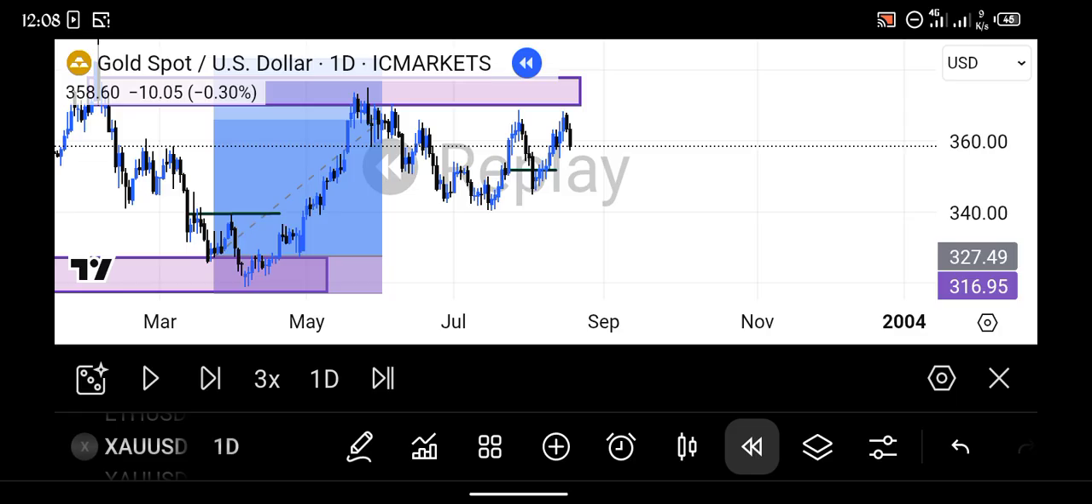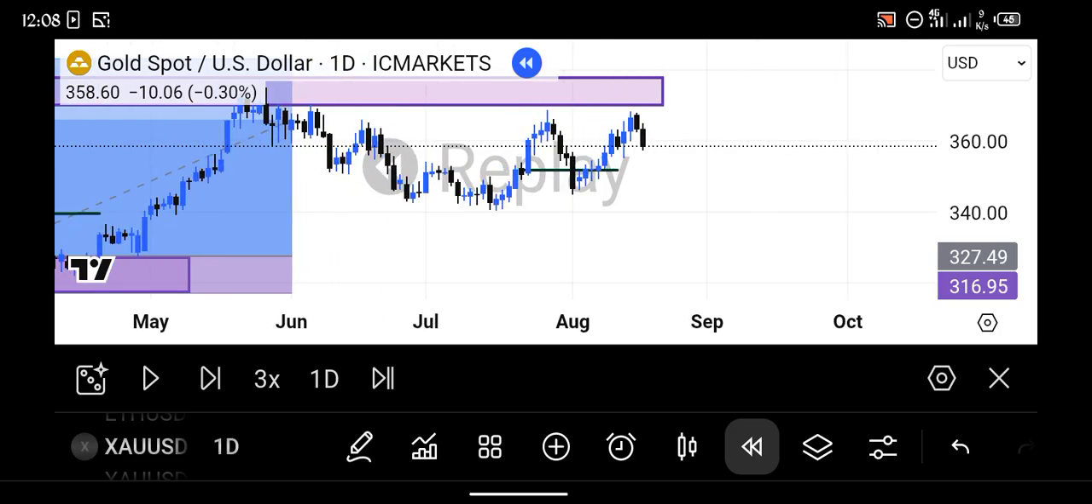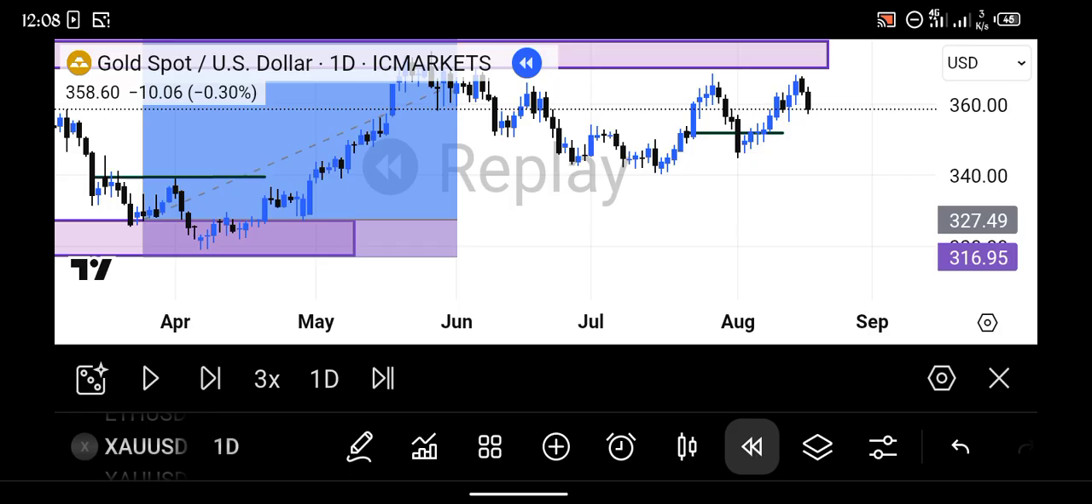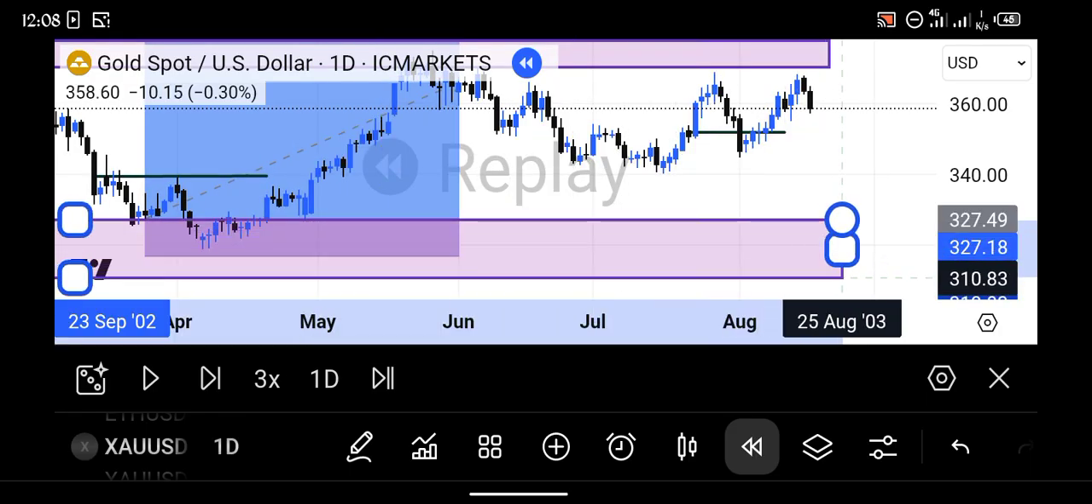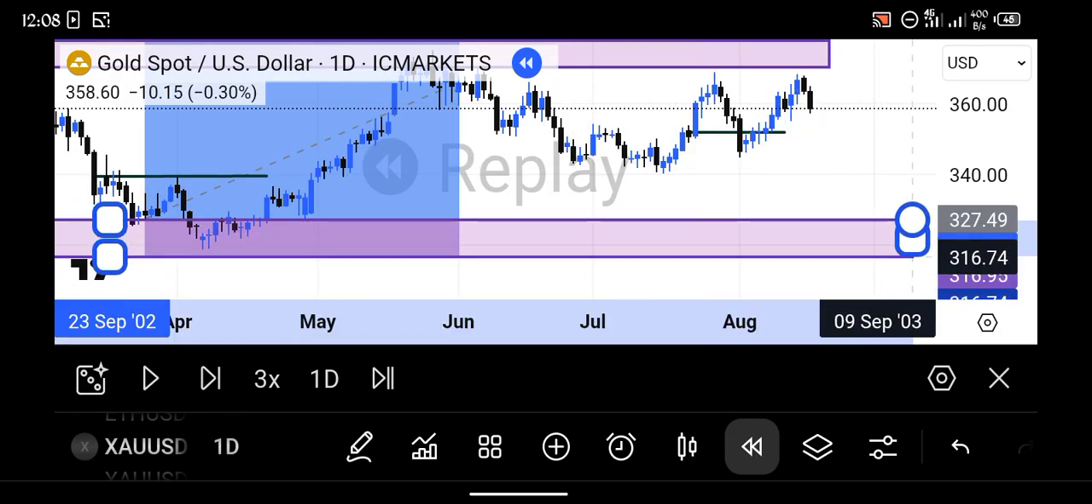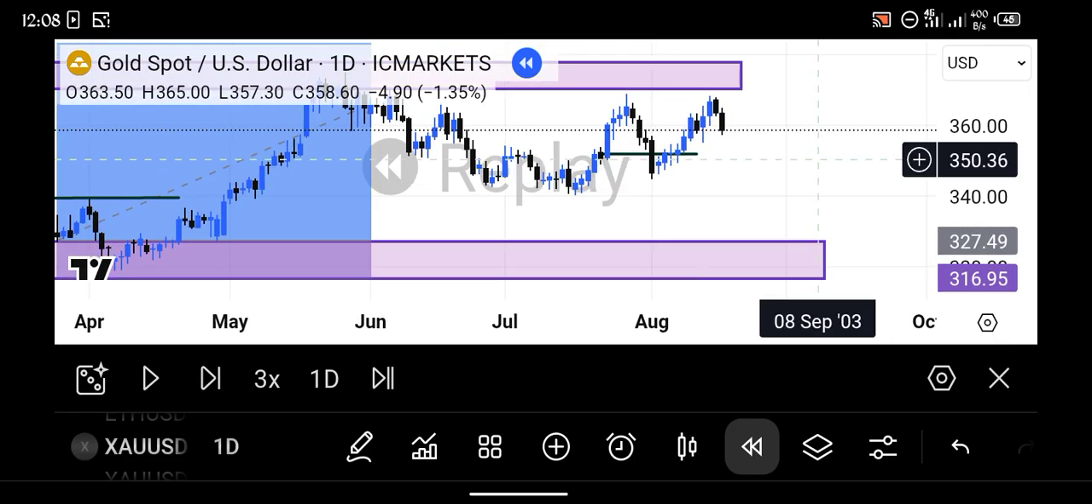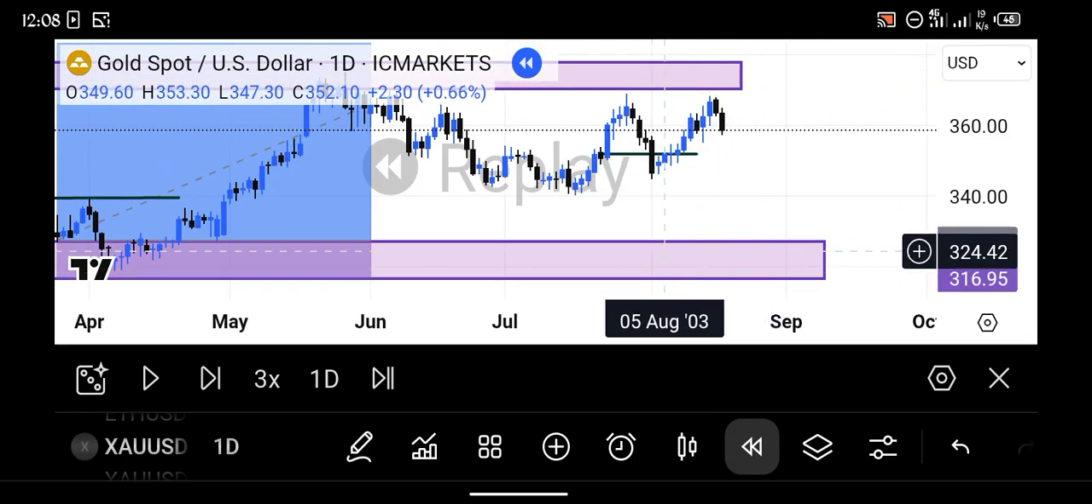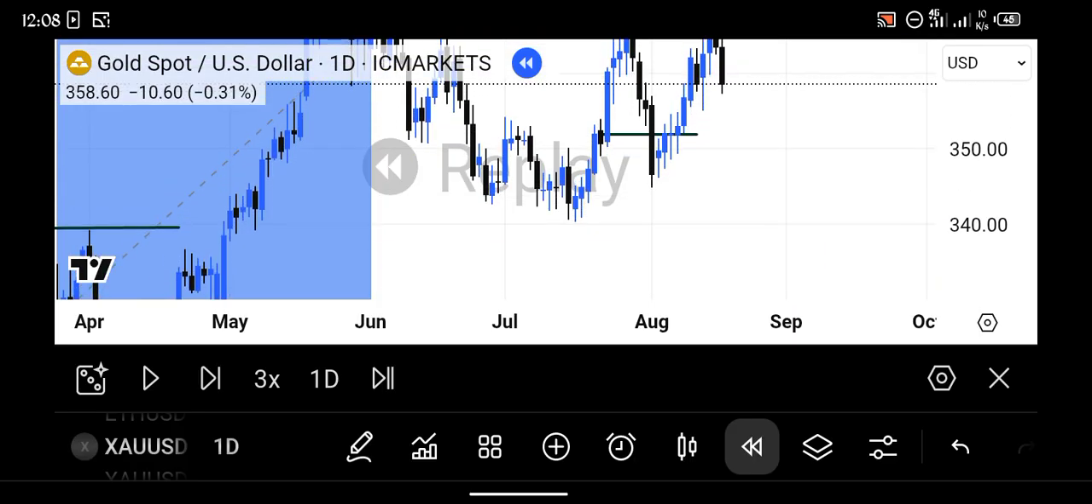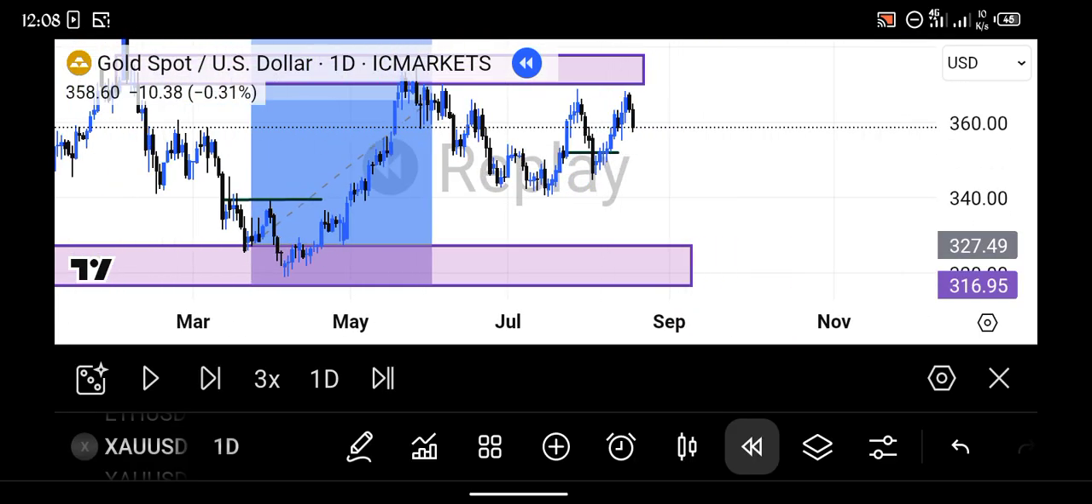Okay, so from here now you can sell, right, to target what? Your demand zones. You sell from a supply to a demand and buy from a demand to a supply. So now you can basically come and then take a short trade from here.